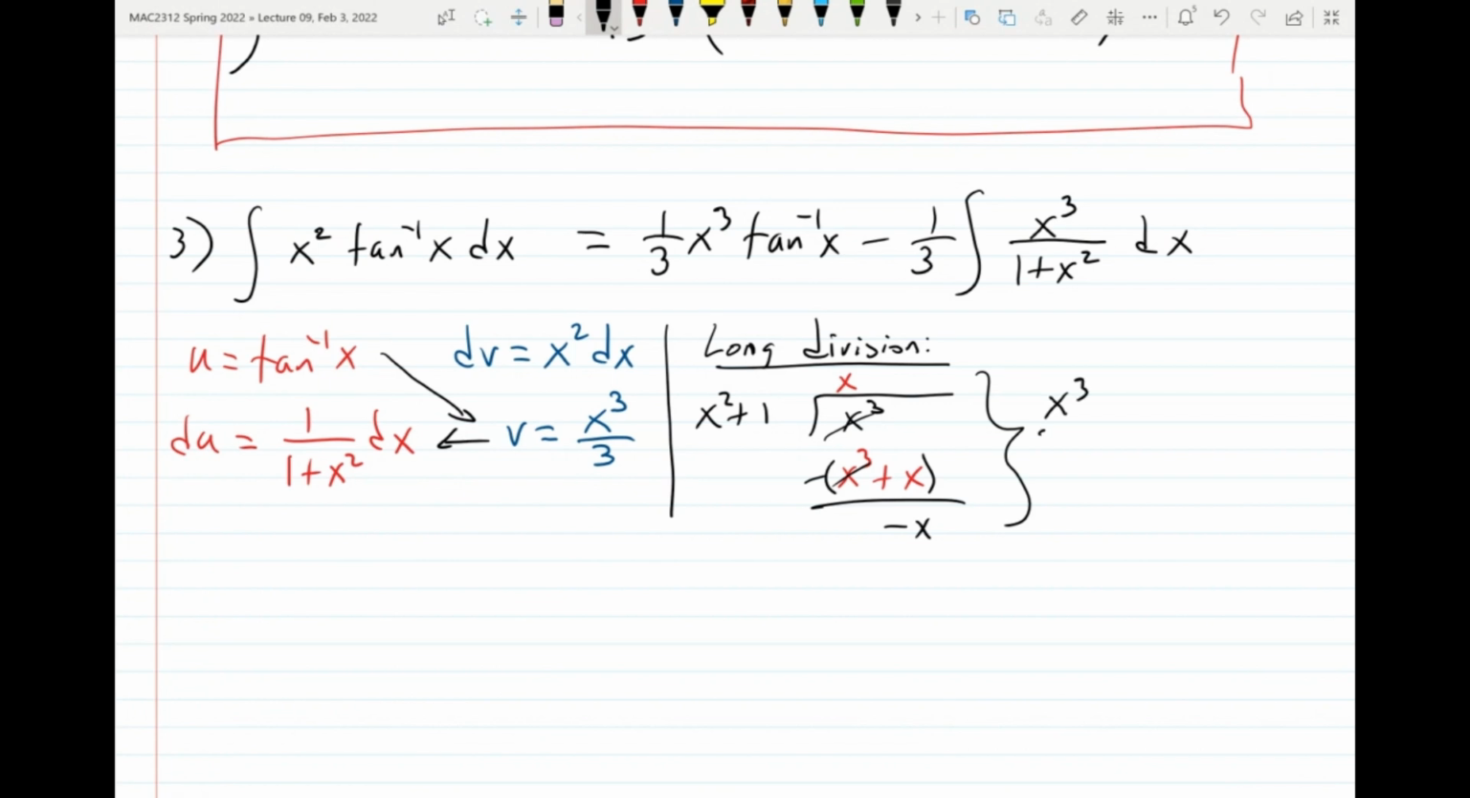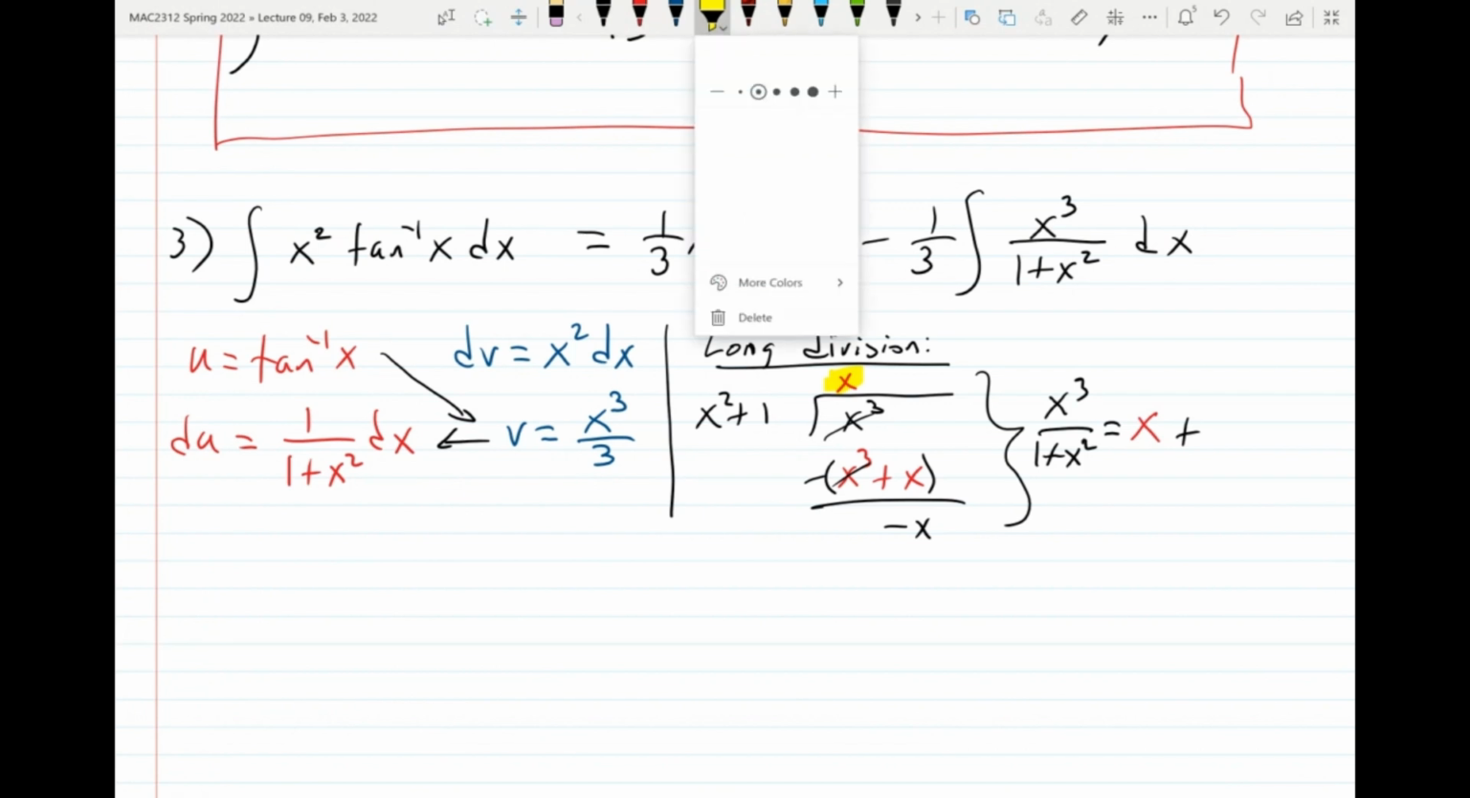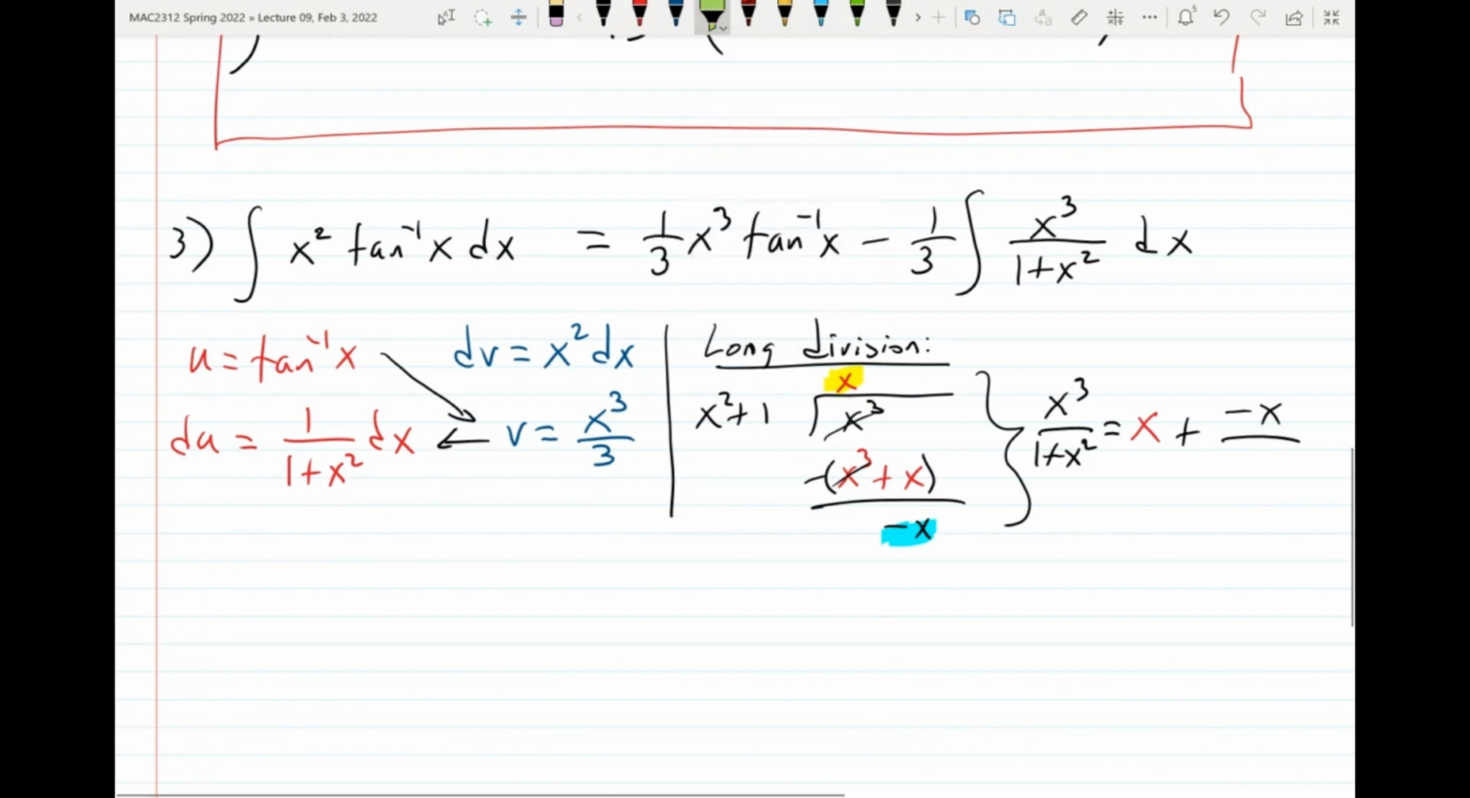x squared can be written as follows: quotient plus remainder over divisor. That's what it means to divide, okay? It's just a way of writing your expression in this form.